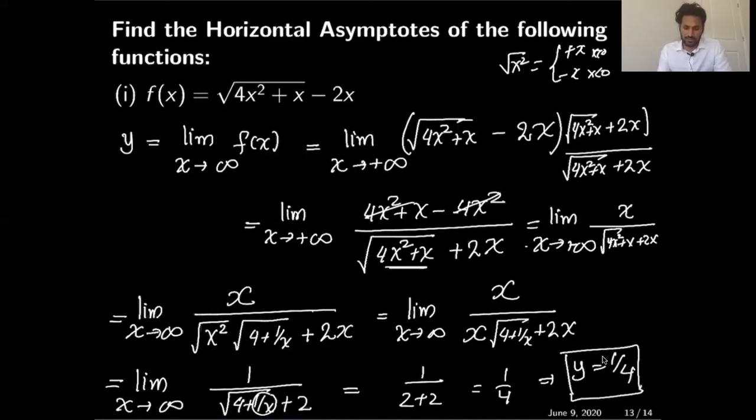To calculate the other asymptote, if it exists, you have to calculate the limit as x approaches negative infinity also. And if you get a number, then that is an asymptote. If you don't get a number, and you get infinity or plus or minus infinity, then that is not an asymptote.